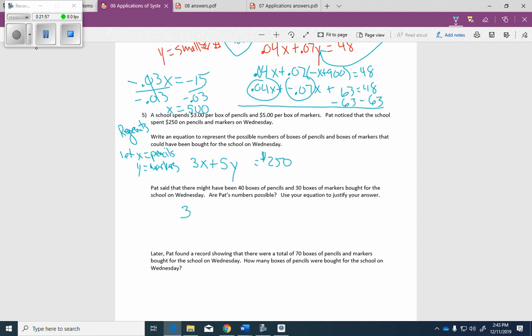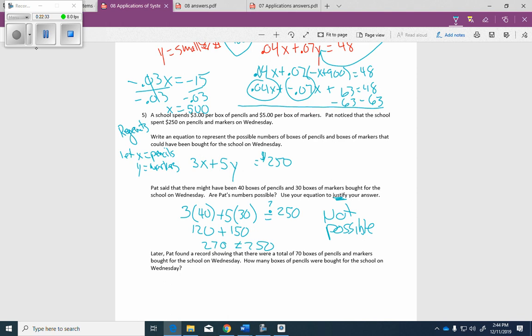So if 40 is for the boxes of pencils and x is my pencils, this is where I'll put the 40. And I'll put the 30 here. And I'm checking to see if I get $250. So 120 plus 150 is 270, which doesn't equal 250, so it's not possible. It says use your equation to justify your answer. I did use my equation to justify my answer.